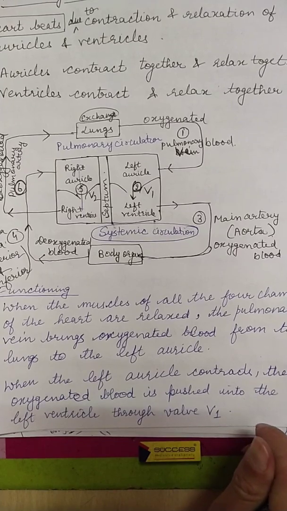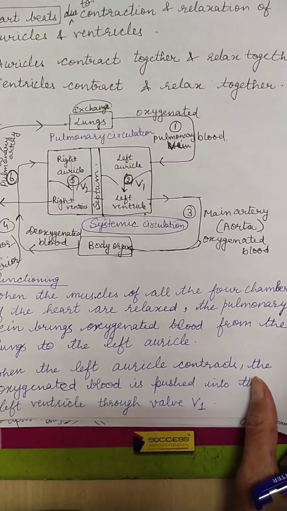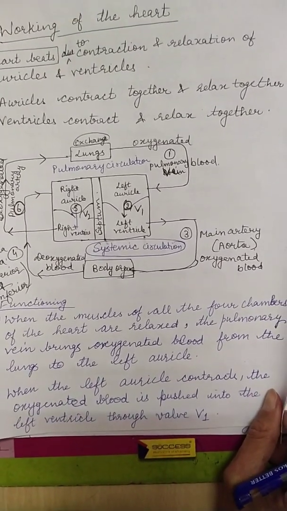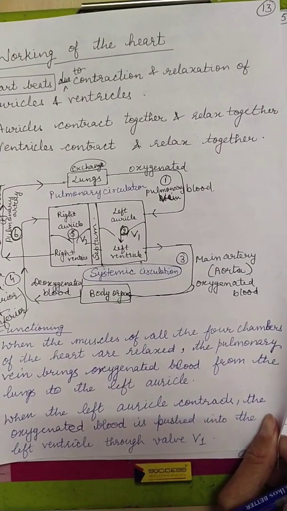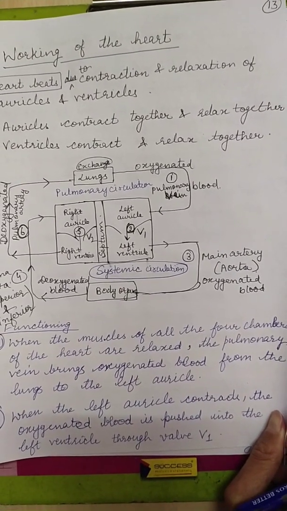Now bache, you have seen that the blood enters into the heart twice. That is why the type of circulation of blood in the human heart is called double circulation. Let us now discuss the double circulation.